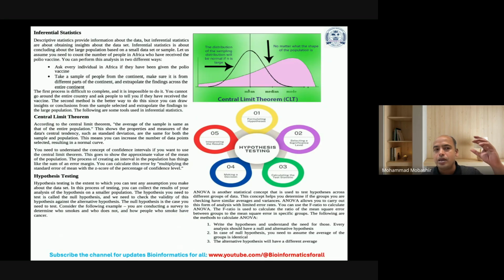Now it comes to inferential statistics, some kind of theorem approach that makes some conclusion. For example, the central limit theorem. Here you can see what it is saying: no matter what the shape of the population is, the sampling distribution will be normal if n is large. And this could be done by using different packages or theoretical approaches. So central limit theorem, hypothesis testing, ANOVA, and some other approaches.